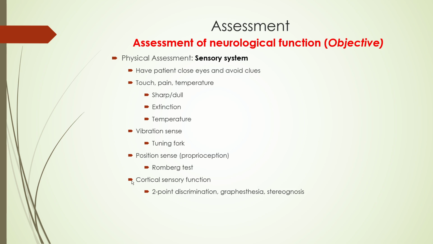The graphesthesia itself is, can the patient identify numbers traced on their hand? So you would have them close their eyes, have their palm facing up, and you would trace, let's say, a number 8 on the palm of their hand. Can they identify that you traced the number 8? The stereognosis is, is the patient able to identify easily recognized objects? So like a paperclip, for example, if you put a paperclip in the patient's hand with their eyes closed, would they be able to tell you that that's a paperclip?